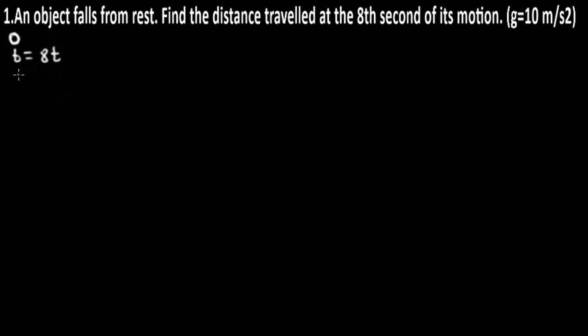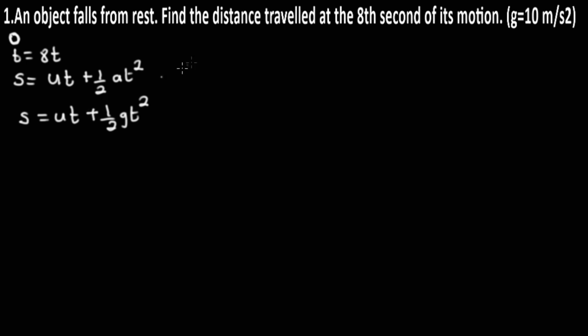Now let's look at this. s is equals to, let's look at this equation of motion, ut plus half at square. But what we are dealing with, s is equals to ut minus half gt square, is an equation due to gravity, and g is given as this. Now take note, it's going to be plus half gt square. Okay, it's not going to be minus half gt square.